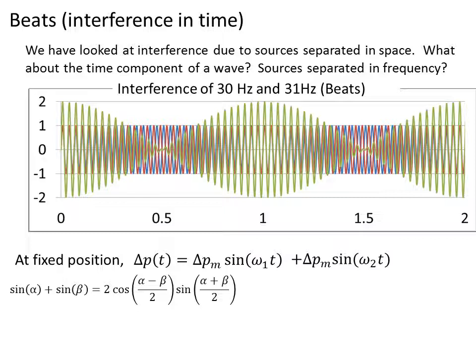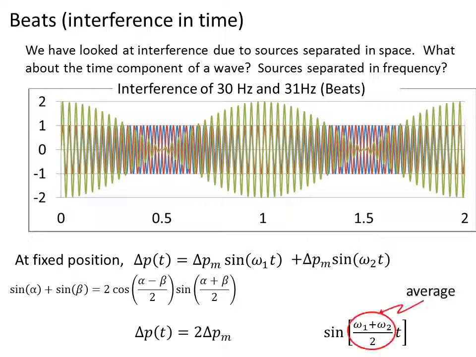If we use the trig identity that sine alpha plus sine beta is equal to 2 times the cosine of alpha minus beta divided by 2 times the sine of alpha plus beta divided by 2, we can then rewrite this: delta p of t is equal to 2 times the amplitude times a sine, which is the sum of omega 1 plus omega 2 divided by 2 times t. Omega 1 plus omega 2 divided by 2 is the average of the frequencies, but the average between 30 and 31 Hertz is very similar.